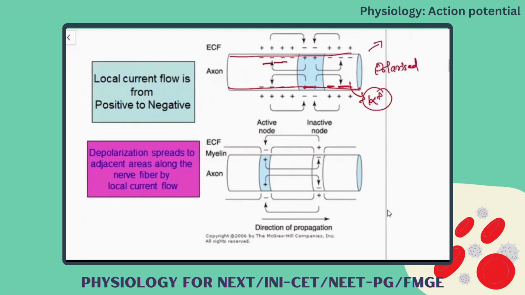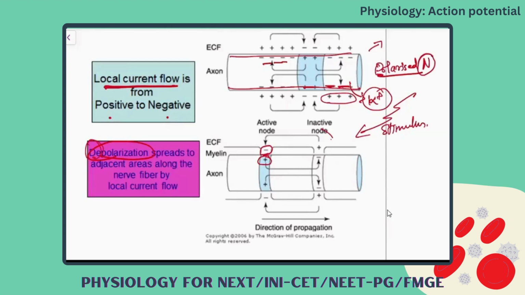In the polarized state, the inside of the cell is negative and the outside of the cell is positive. Okay, so this always gives rise to a local current flow from positive to negative voltage. So this is the normal polarized state. And if the inside becomes positive and the outside becomes negative in the presence of a stimulus, that is called depolarized. From the normal polarized state, the cell is getting deviated. That is called depolarized.